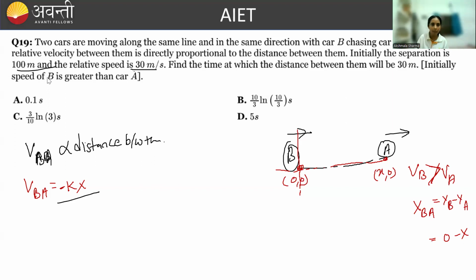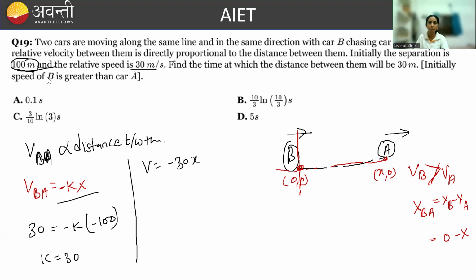Now, if you put in the values, initial relative velocity is 30, and the initial separation is 100 meter. Looking at the sign, it must be minus 100 meter. So minus 100 I will write here, and k will become 30. So V equals minus 30x.